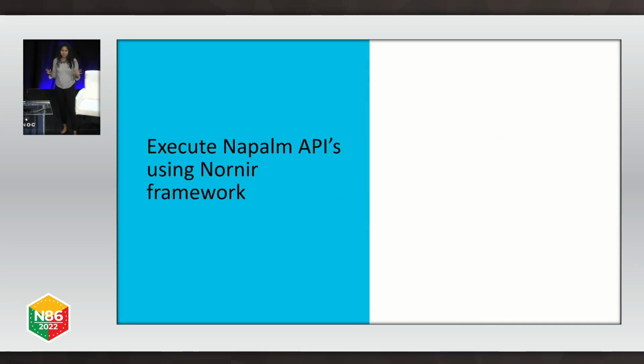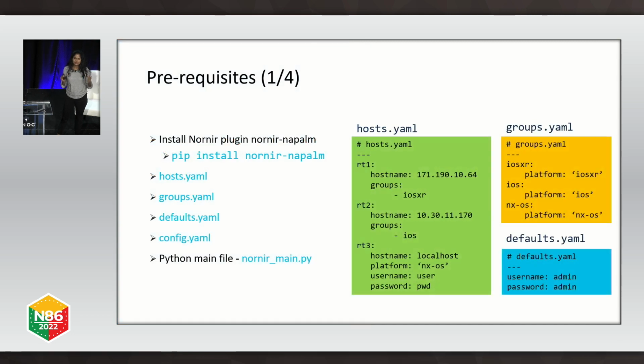Okay, now I hope you got the basic understanding of Nornir. Basically, NAPALM has multi-vendor support, and Nornir is multi-threaded, and it also helps to manage the inventory efficiently. So now let's see how to execute these NAPALM APIs, which we have discussed in the earlier slides, using this Nornir framework.